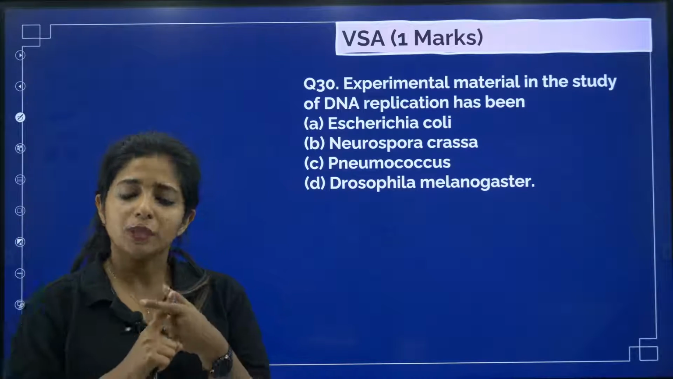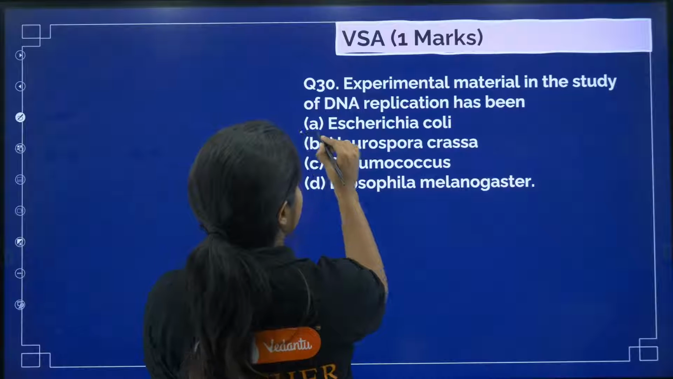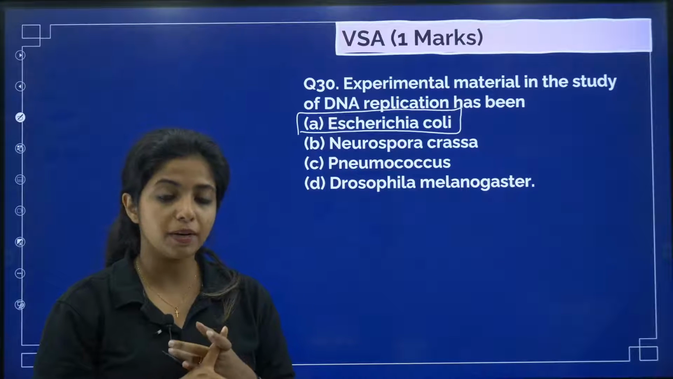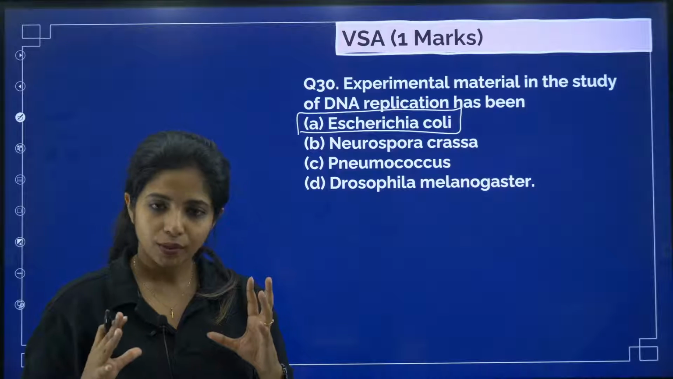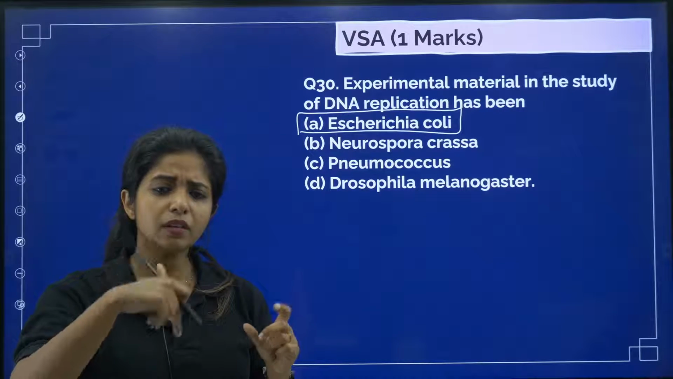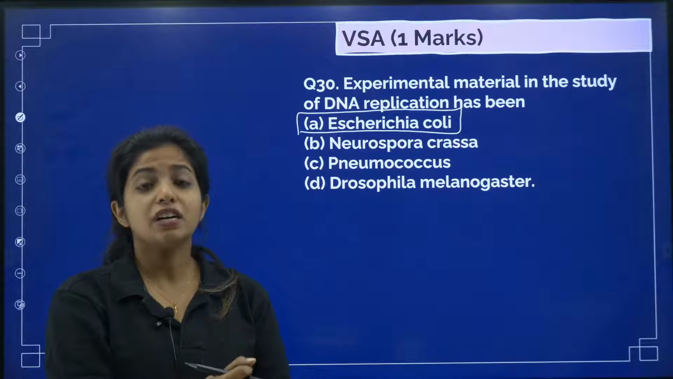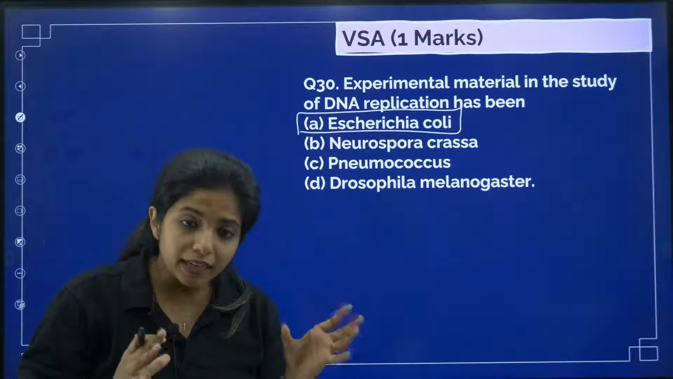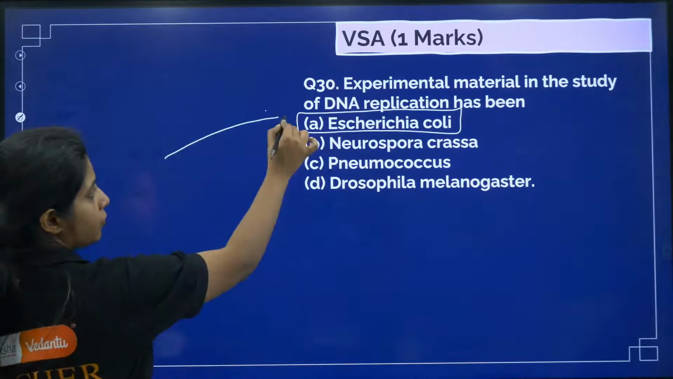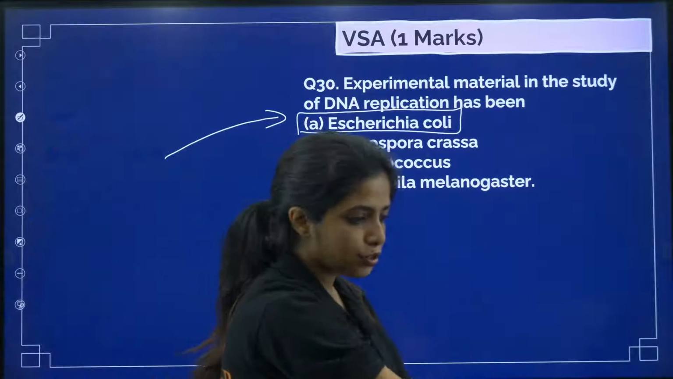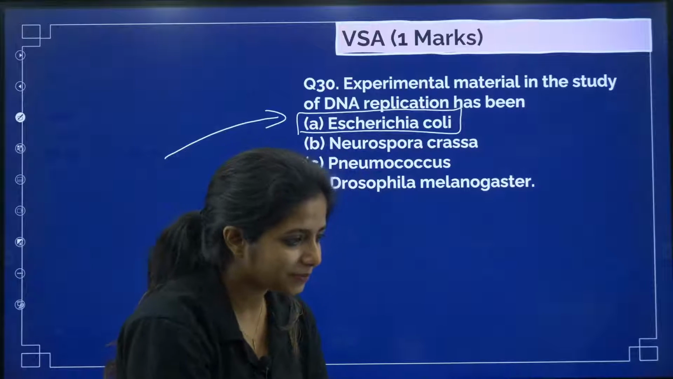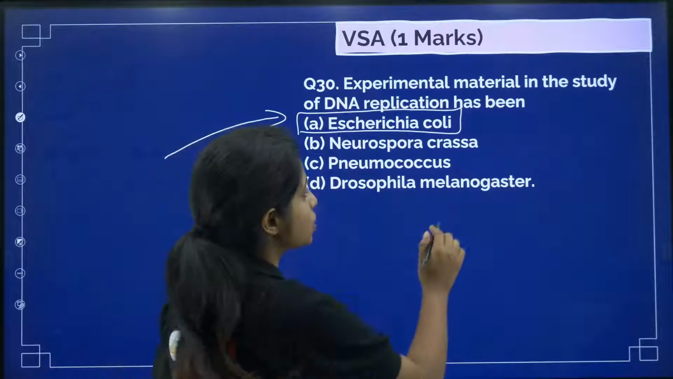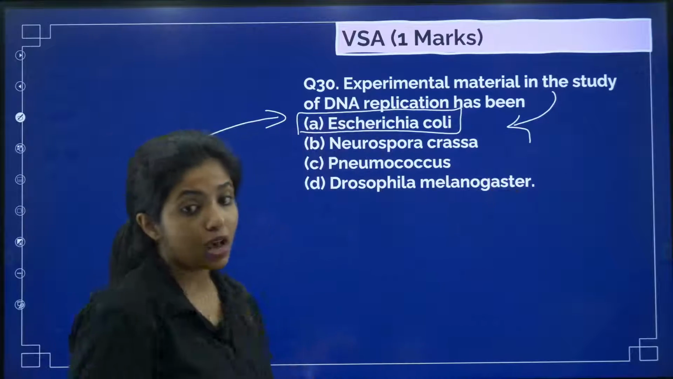So the experimental material was Escherichia coli, my dear children. Always remember. For Griffith's experiment, the experimental material was Streptococcus pneumoniae. For the next experiment, by Hershey and Chase, it was bacteriophage and E. coli. For DNA replication, it was Escherichia coli itself. So do not forget that the answer is 30A. So it is A. Please go through the experiment also. You might be asked to do the experiment.